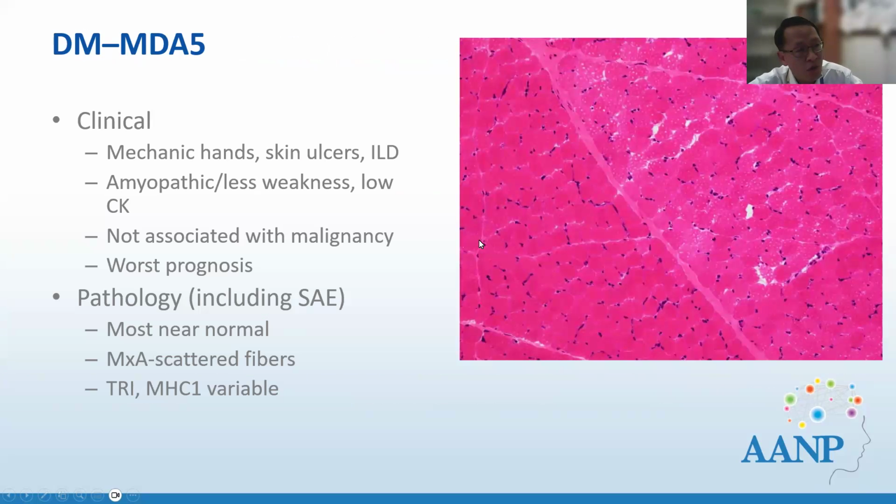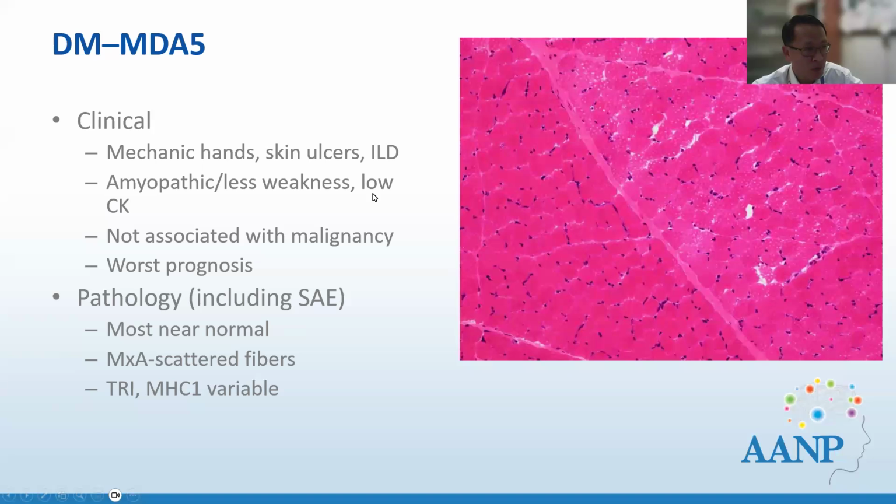All right, the third morphologic group that would include both the MDA5 and the SAE group, that is the normal or near normal group. And histology can look completely normal, just like this. And so clinically, the MDA5 patients are characterized by mechanic hands, skin ulcerations, and very severe and rapidly progressive interstitial lung disease. Their muscle weakness is often very mild. So that's why they're called amyopathic dermatomyositis.